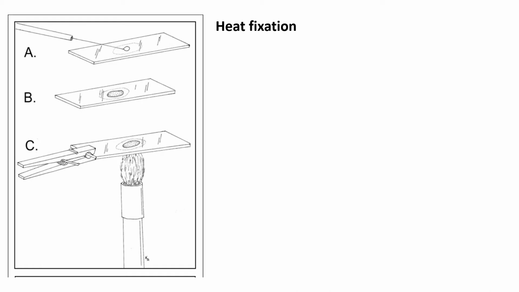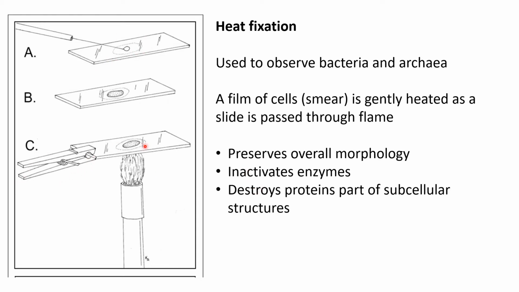Alright, so here is one of the methods of fixation, which is heat fixation. So as you can see in the figure here, there is a glass slide onto which, using an inoculation loop, we are transferring a drop of the culture onto a drop of water and mixing it, and then we are moving the slide under the flame for a few seconds.